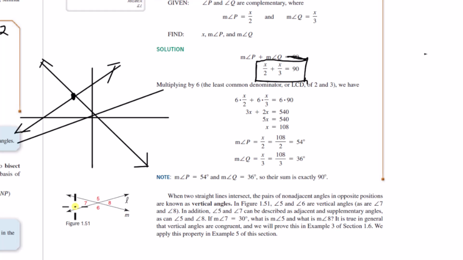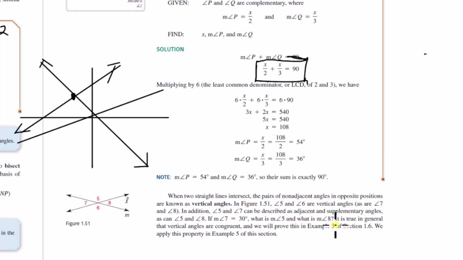That means it's 90 degrees, but that's not the case every time. But for any intersecting lines, no matter what, the adjacent angles are going to be supplementary. Angles 5 and 7 are supplementary. Angles 6 and 8 are supplementary. Angles 5 and 8 are supplementary, and so are 6 and 7. Okay, so if you knew that angle 7 was 30 degrees, you could solve for angle 5, taking 180 minus 30.